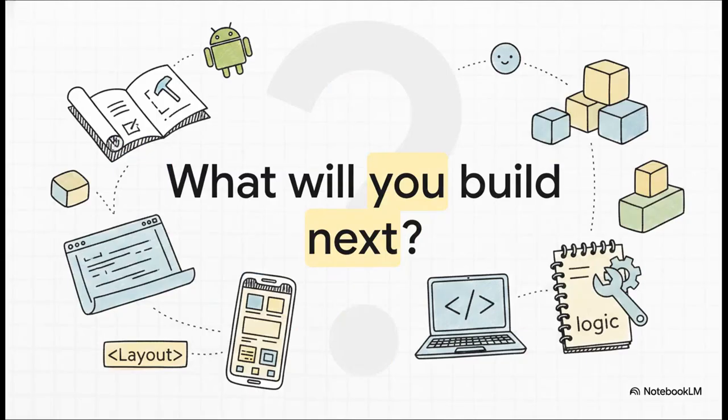So there you have it. We've walked through the layout theory, the core file structures, the XML framing, and the Kotlin logic that makes the whole thing tick. You officially understand the fundamental builder's journey of Android development. So I've got to leave you with this one question. You've got the materials, you understand the blueprint, what are you going to build next?